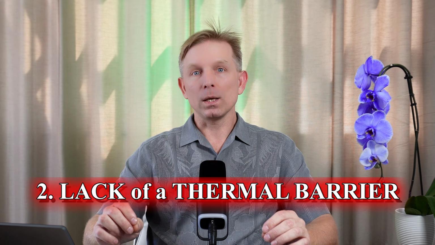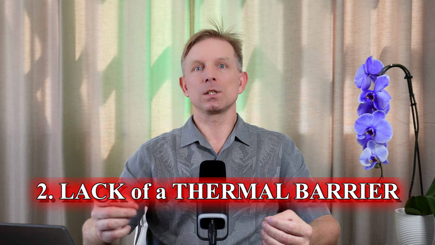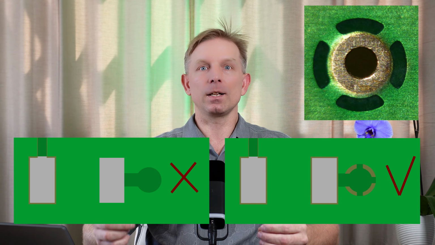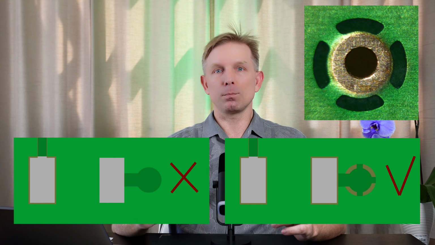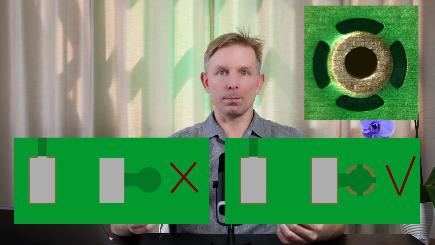Second cause: lack of thermal barrier on one of the pads. One pad heats up faster than the other because it's connected to a large copper area that dissipates heat. This prevents both pads from reaching the same temperature. The component is pulled by the surface tension of the molten solder to the pad where the solder melts faster. To fix this, the PCB must be redesigned, creating a thermal barrier around the pad.